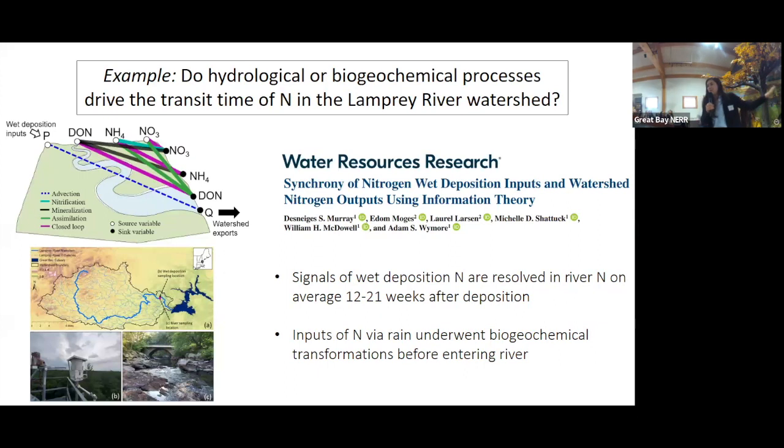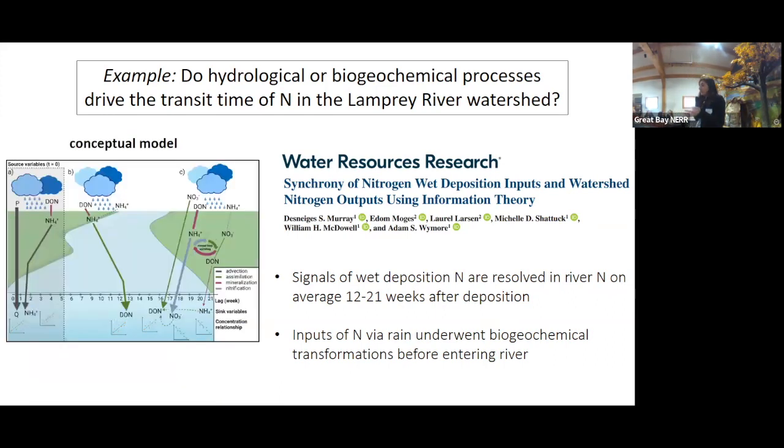I'm not going to go into the details of our paper, but I just put it here if you're interested in learning more. But I think one of the relevant results that we found was that it takes about, on average, 12 to 21 weeks for nitrogen that's deposited in rain to move through the entire Lamprey River watershed and ultimately end up at the mouth of the Lamprey River. And inputs of nitrogen via rain underwent biogeochemical transformations before entering the river and ultimately Great Bay.